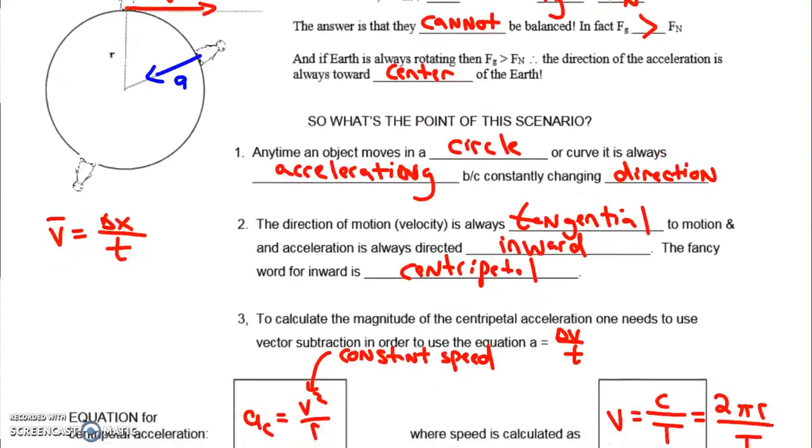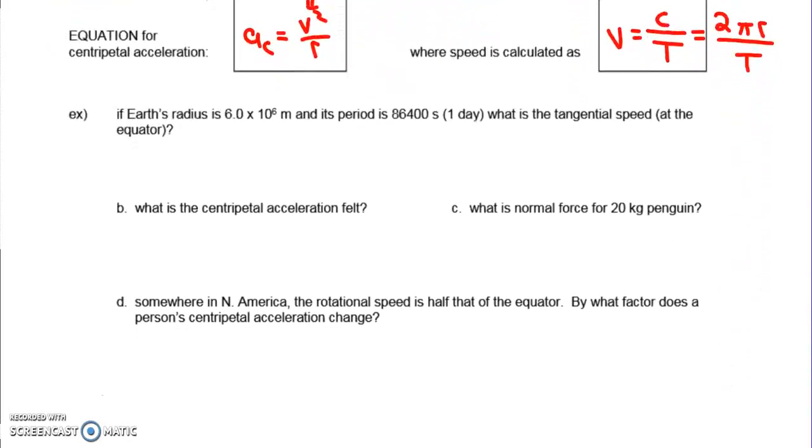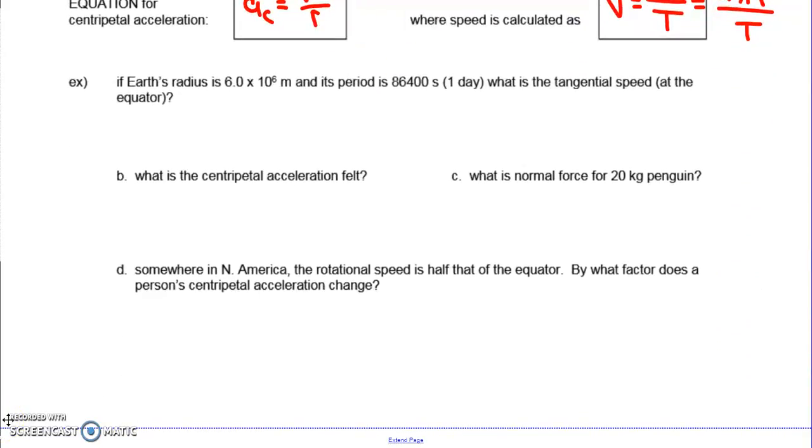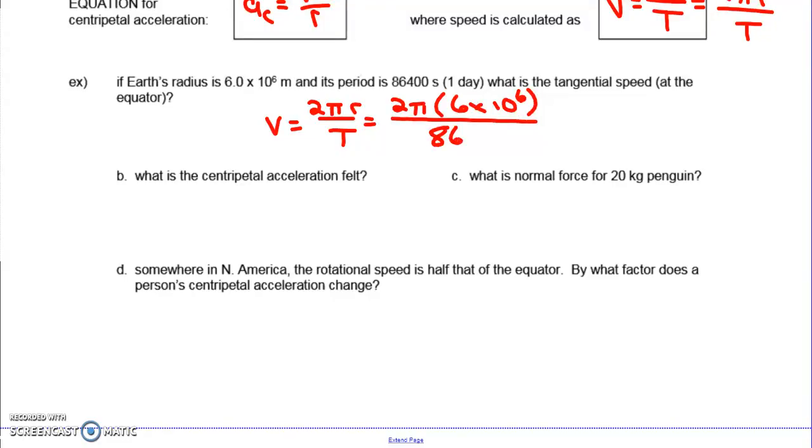So let's try a few examples here. We have an Earth radius and we have a period of 1 day. We want to know what the tangential speed is at the equator. So we have v equals 2 pi r over T. This is 2 pi times the radius of 6 times 10 to the 6th divided by the period, 86400. If you punch that into your calculator, you get a value of 436 meters per second.